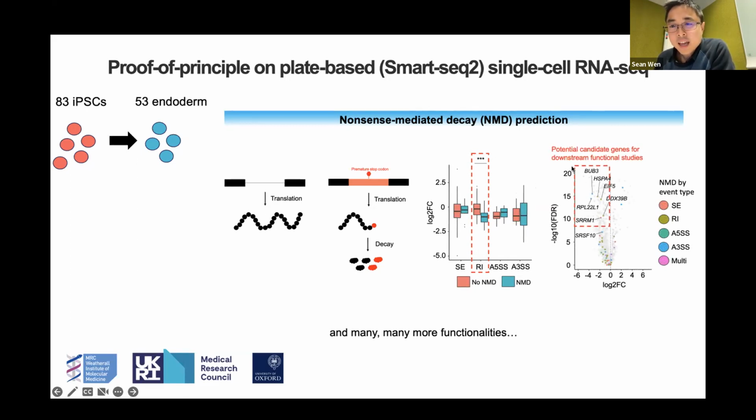So Marvel is able to overlay on the volcano plot for gene expression the genes that are subjected to nonsense mediated decay, and which splicing event type this nonsense mediated decay is attributed to. For example, you will see this gene over here, BUB3, which is very downregulated and is subjected to nonsense mediated decay due to the alternative 3' splice site splicing event. And so these genes that are subjected to nonsense mediated decay and at the same time downregulated may be potential candidate genes for your downstream functional studies.